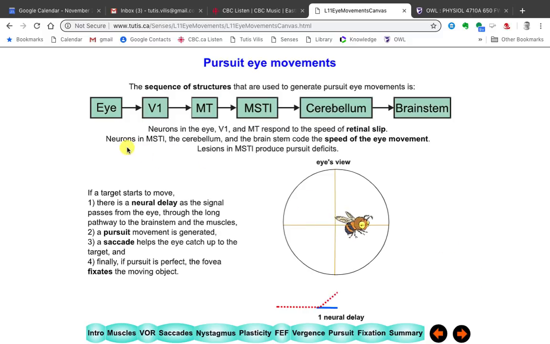Okay, the circuit for all that comes from the eye. You go to V1, you go to MT, then remember MSTL, that was used to track objects, to see things that fly by. That signal goes to the cerebellum and then to the brainstem and the circuits that drive the eye muscles. So this circuit here measures the retinal slip and provides a speed signal that sends a velocity command to the eye muscles to pursue the target at the correct speed.